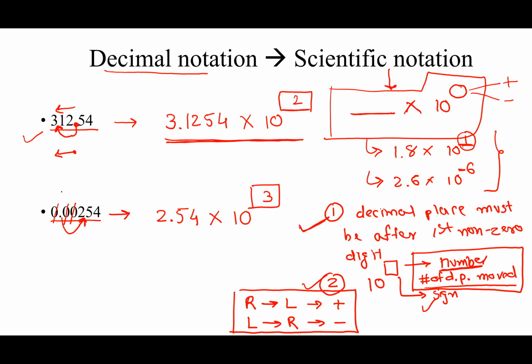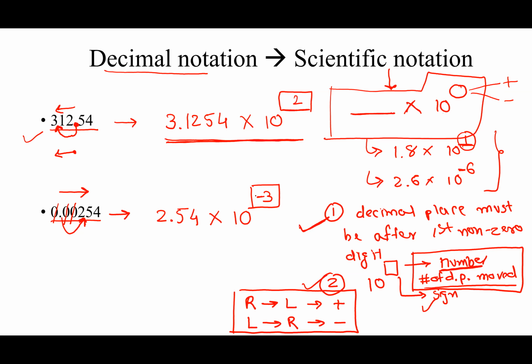Now let's talk about the sign. Which direction did we move our decimal place? Left to the right. Left to the right means negative. Negative 3. That's it. Easy? So far, that's all you have. There is nothing more than this.